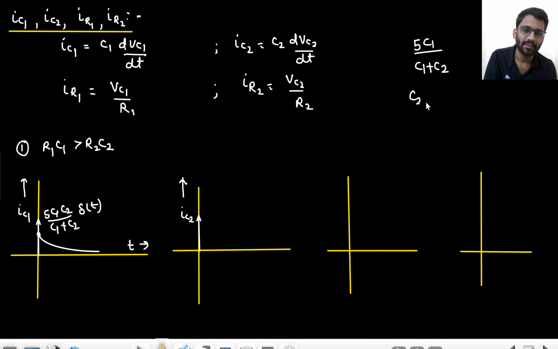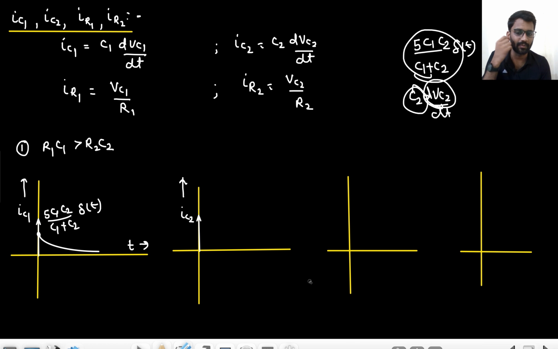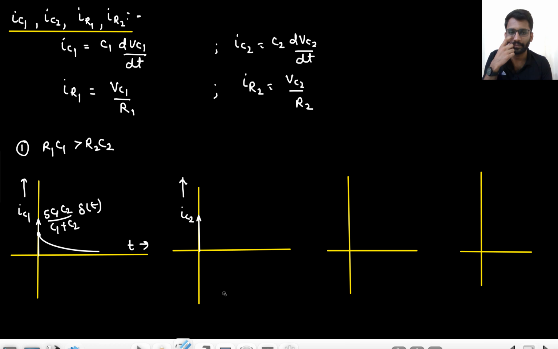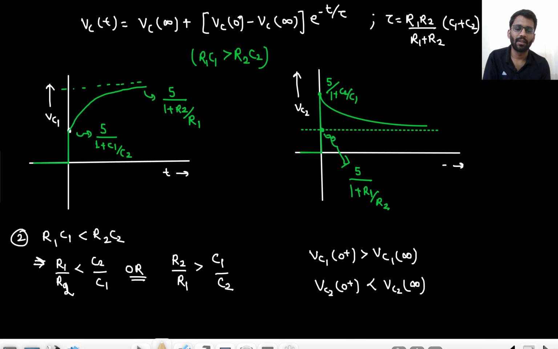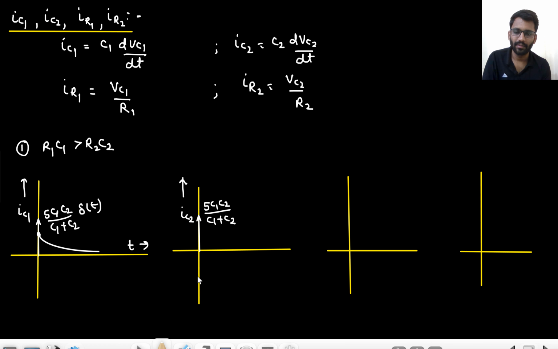So what will be the current? C2 into dVc2 by dt. So this change is this into the capacitance delta T. So it will be 5C1C2 upon C1 plus C2, right? Now here what do you see? In the first case the slope is negative. So it will start from here and will decay down to 0.